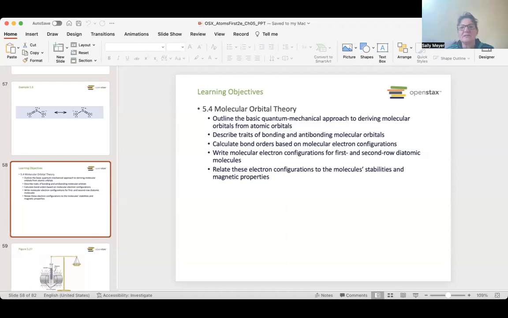Okay, so we're going to continue and talk about molecular orbital theory, if I can get 2 pi to move off my table. Let me start the show.